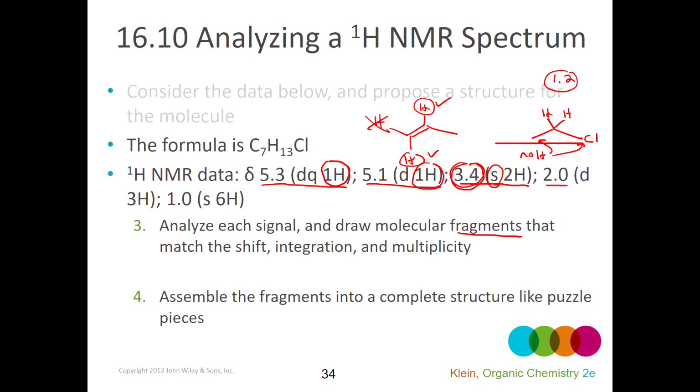Looking at the next signal around 2, that's a doublet that integrates to 3. So how do I get a doublet that integrates to 3? Well, if it integrates to 3, that is usually a methyl group. And if it's a doublet, it means that on the neighboring carbon there's only one hydrogen. So the other things attached there cannot be hydrogens. Right, that one hydrogen would split these three into a doublet. Why would that shift to around 2? Typically a methyl group shifts to around 1.